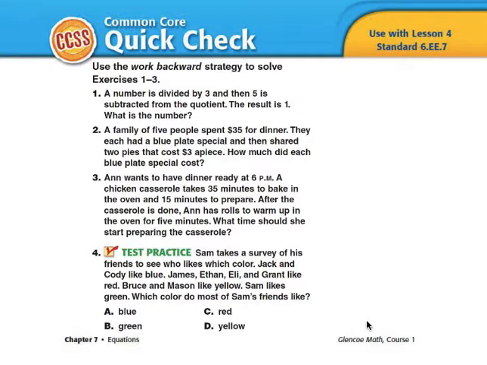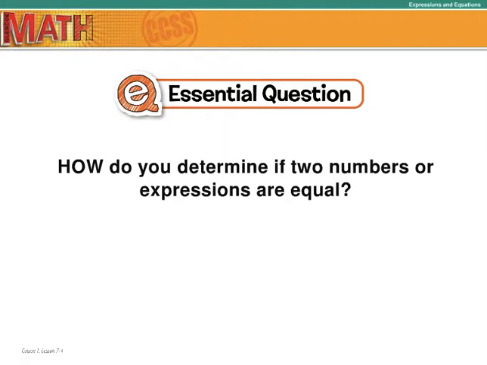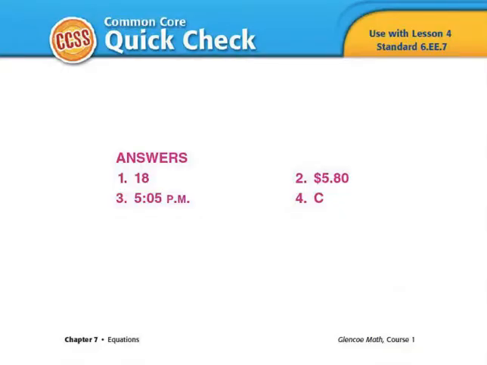I would like you to take a minute to do this Common Core quick check. I want you to use the work backwards strategy to solve exercises 1 through 3. Okay, so let's take a minute to do that. Now that you finished that, you can check and see if you got the correct answer.